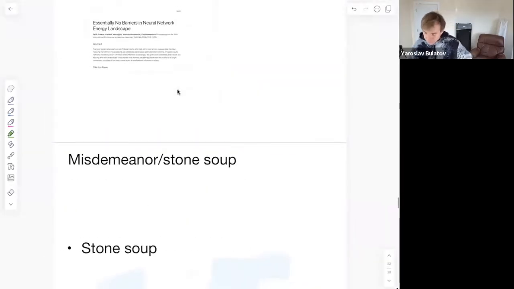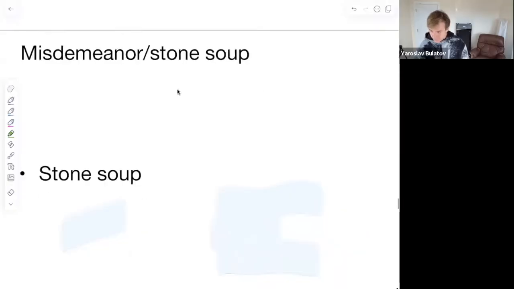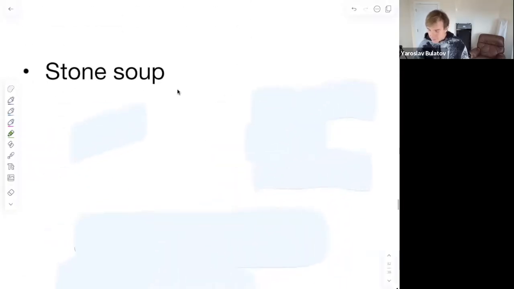And finally, let me go over 2 other sort of research crimes. So the biggest research crime, the felony, is where you present something which works, but it doesn't work. There is a milder crime where you present something which works, but you may present it in a sort of misleading way. So I'll give an analogy of a stone soup.